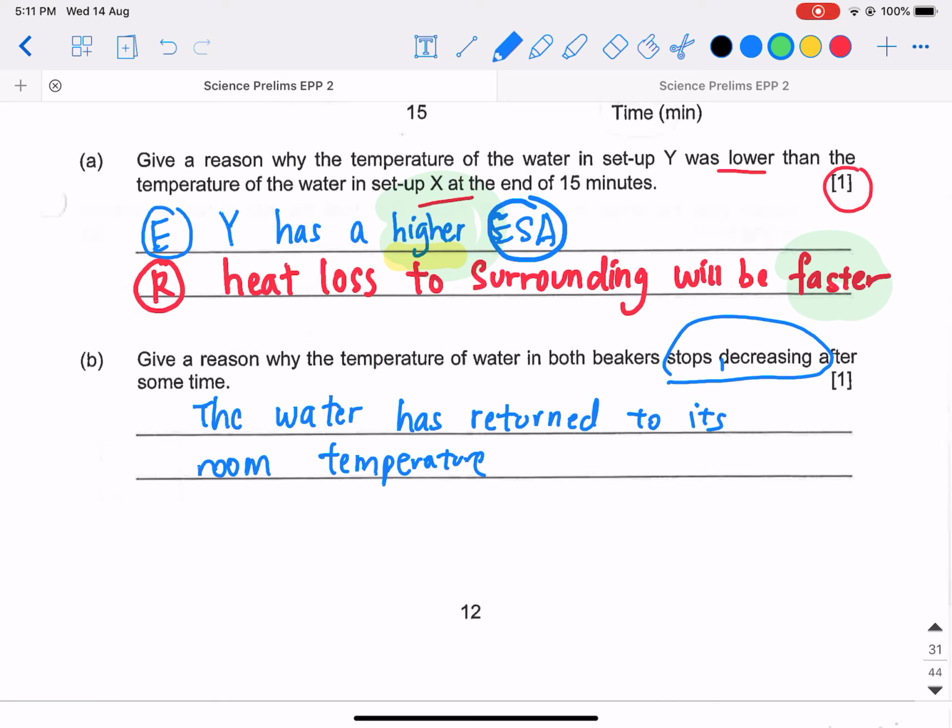So how do you mark? You will be looking at least for this word, room temperature. Alright, and if there's going to be a verb, it will be returned. It's a verb, an action.